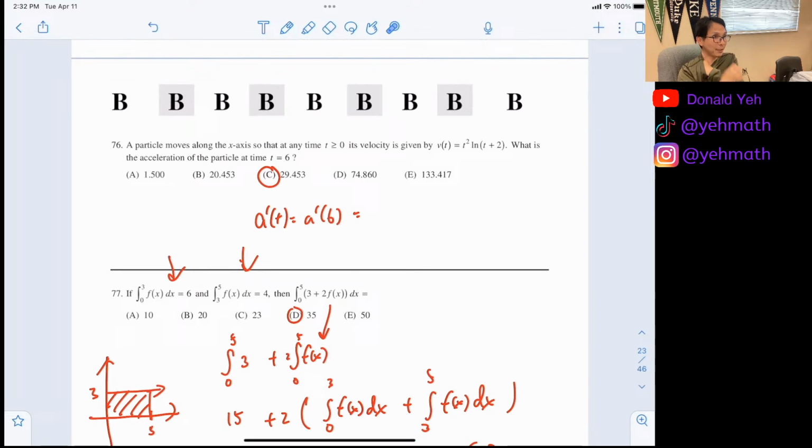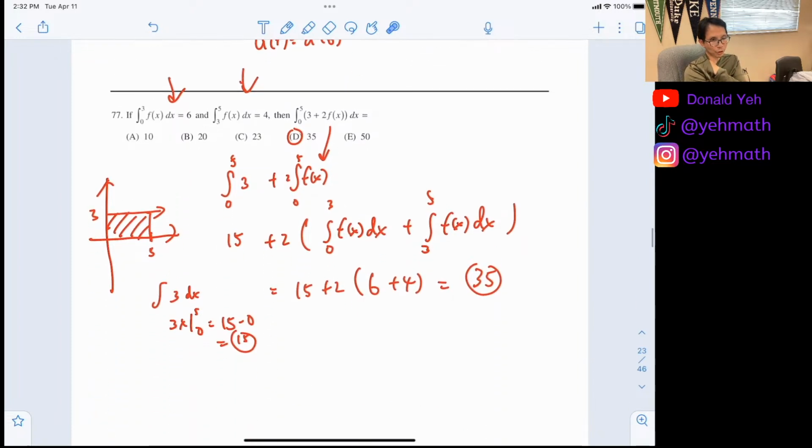Nice. 76, just take a derivative, plug in 6. Pretty easy. 77. This one is actually pretty difficult because you have to integrate a 3 between 0 to 5. Break down this integral, because there's a property you can use to break it down. Integration from 0 to 3 looks like this. This area here, 3 times 5, is 15. Or you can do it this way. You get 15 as well. So now you're going to have 2 times this. It's going to be 35.